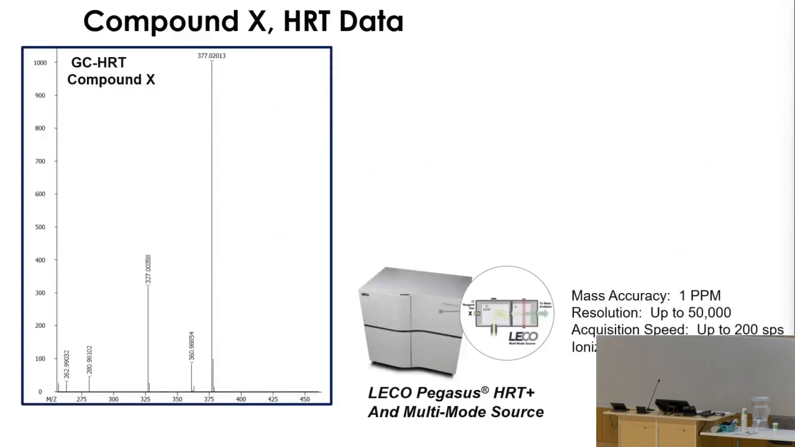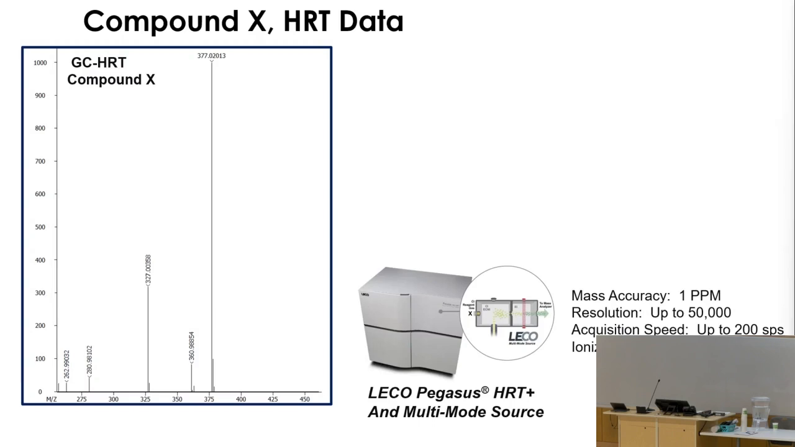So let's do that. We ran the same sample, and we're showing X, that compound of interest and unknown, now with the HRT. And you can see that there's 5 places after the decimal point, so indeed this is high resolution, accurate mass data. And there's our instrument. It's the HRT, and of course, there's a couple of different sources that you could use.